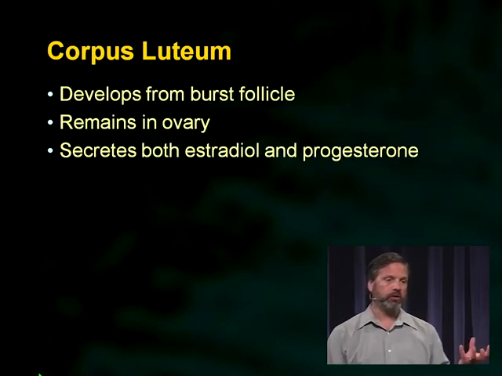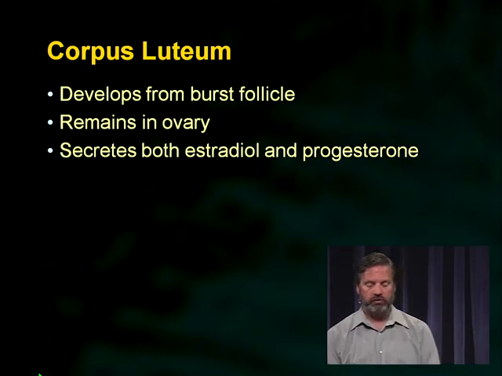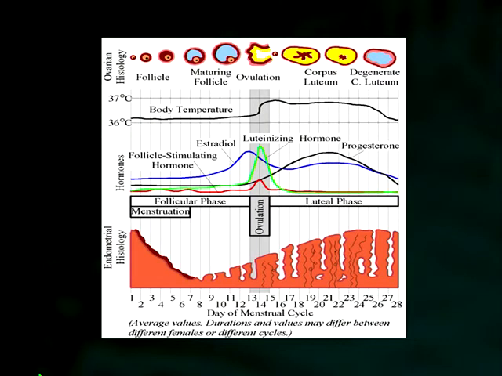The corpus luteum is what develops after the follicle has burst, and the corpus luteum remains in the ovary and secretes estradiol and progesterone. And again, for those of you who are visual learners, this is a nice way to look at the cycle because everything is lined up. So what you have to remember is that ovulation, by convention, occurs in the middle of the cycle, and it shows you that menstruation starts the cycle.